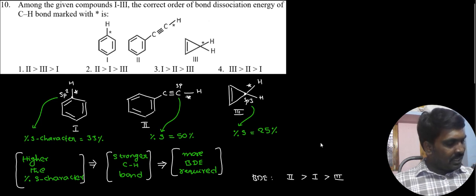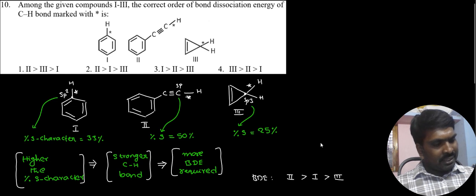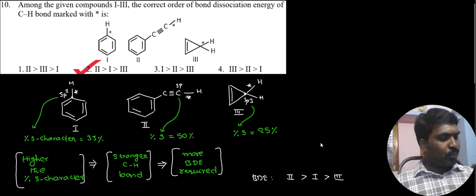Then which option is the right answer? Option 2 is the right answer. Now moving to the next question.